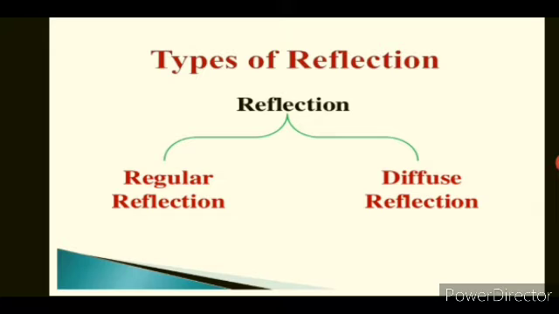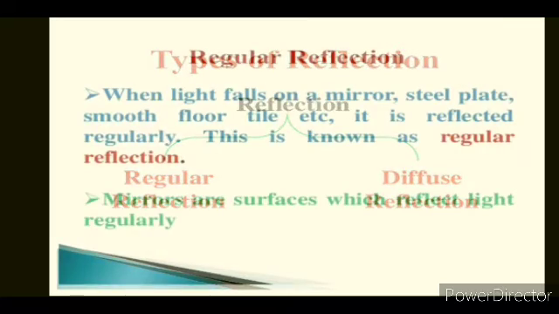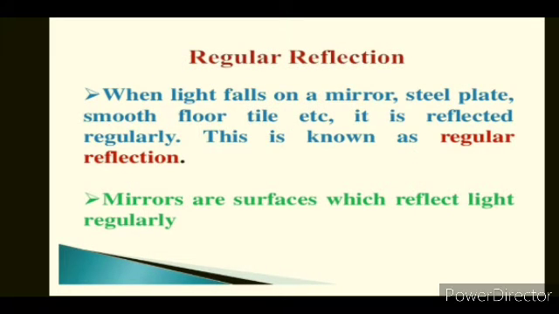Types of reflection. Usually, on the basis of the nature of surface, reflection is of two types: regular reflection or diffuse reflection. We will discuss each reflection one by one. First of all, regular reflection. When light falls on a mirror, steel plate, smooth floor tile, etc., it is reflected regularly. This is known as regular reflection.